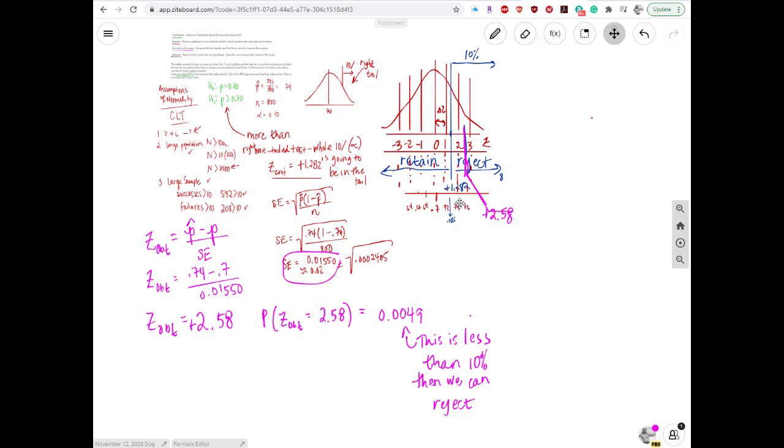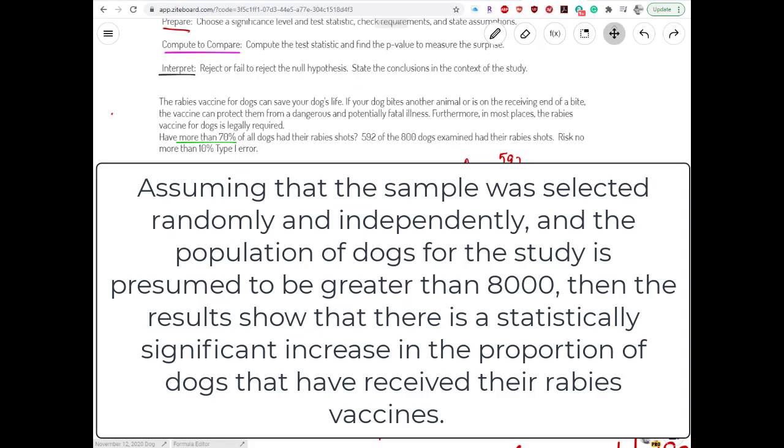Now finally comes the last step of writing this in context. And remember, we have to write this in context in a way that lets the reader know, listen, this is what we think is happening, but keep in mind, we don't have any evidence that this was randomly drawn or independently drawn. And really, we don't know how big the population is that we're comparing it to. So assuming that the study meets that criteria, we can say with a great deal of confidence that this proportion in the population has increased.